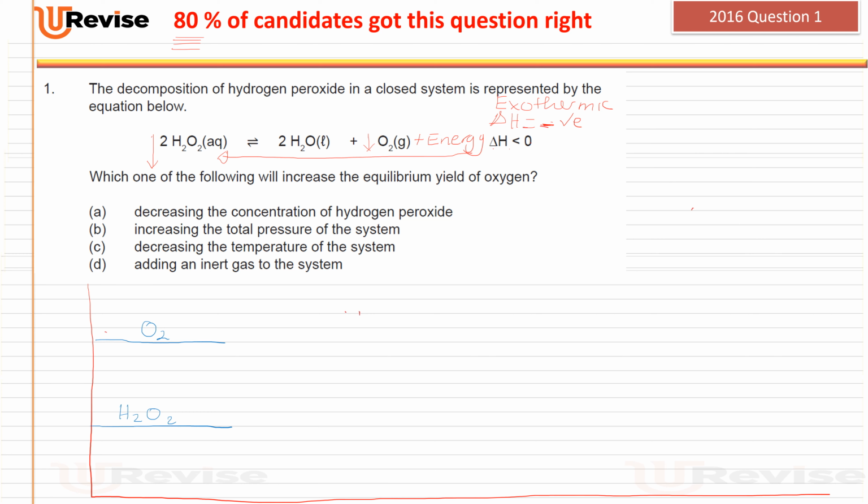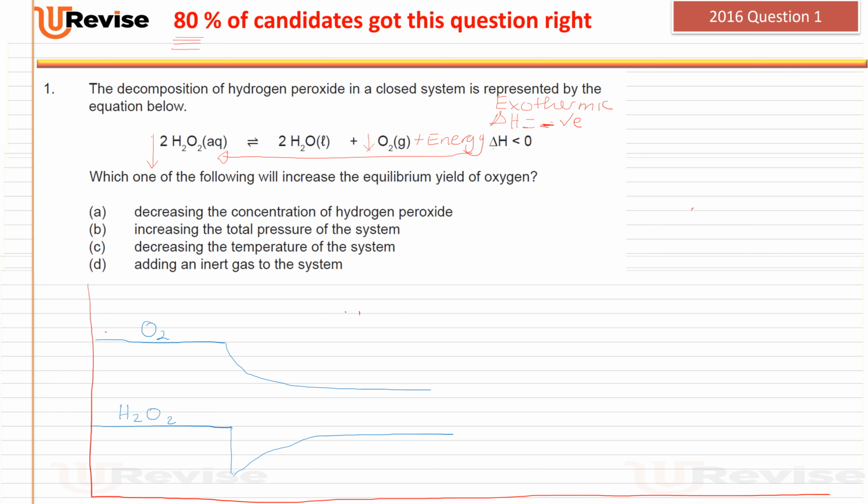So if we look at this case where we decrease the concentration of hydrogen peroxide, the system will partially oppose that by consuming the products, which is oxygen. And as that happens, the concentration of hydrogen peroxide will try to build back up. So as we can see, the amount of oxygen, the concentration, the partial pressure, whatever we are measuring this in, will decrease, which means the equilibrium yield is not increasing.